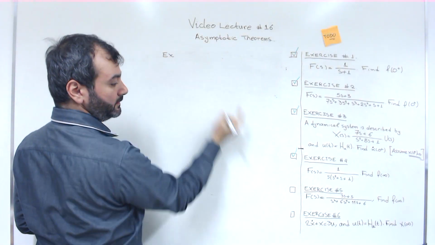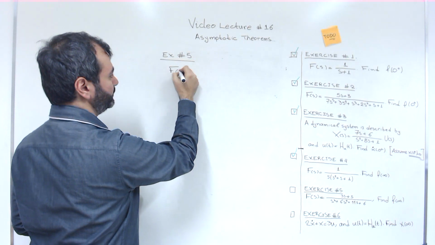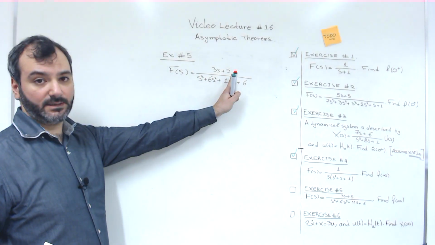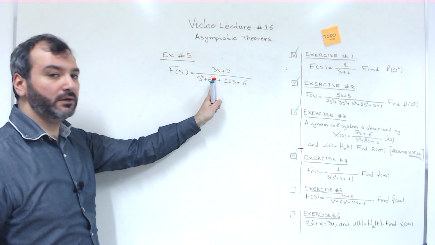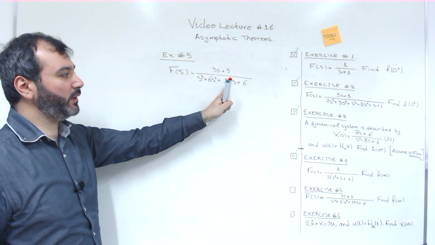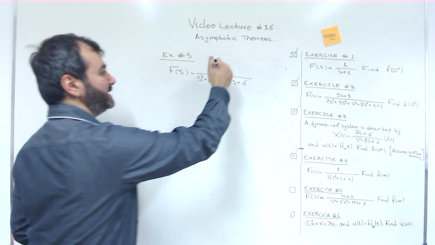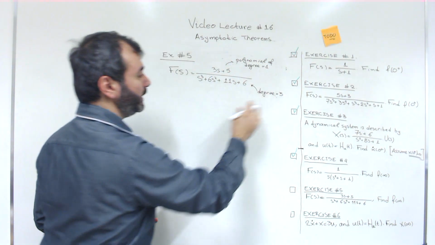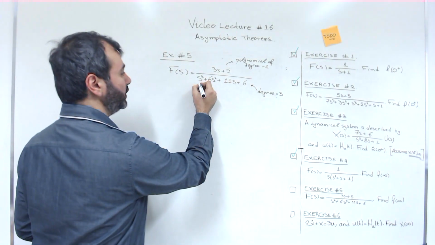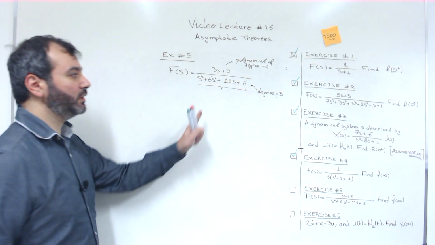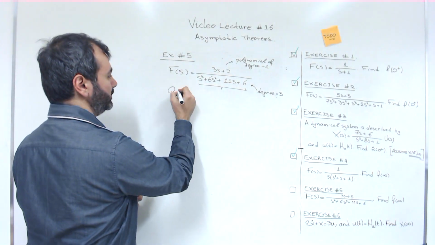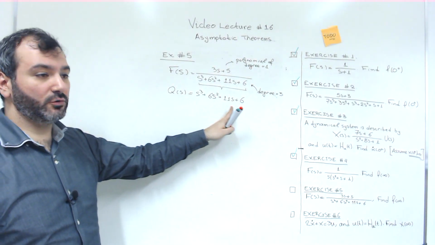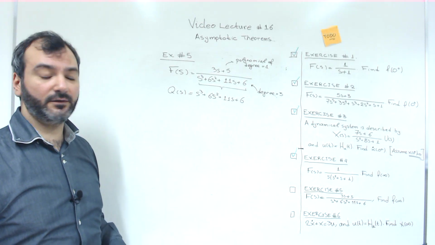Exercise 5. S plus 5 divided by s cubed plus 6s squared plus 11s plus 6. This is a polynomial. Degree 1, degree 3, so far so good. It only remains that we determine the roots of the denominator of this polynomial. We need to determine the roots. The problem is this is a third order polynomial, so it's not so easy to find the roots.